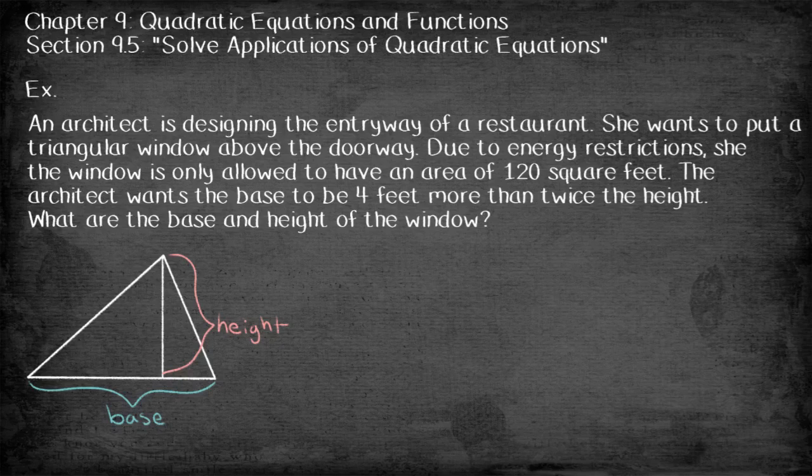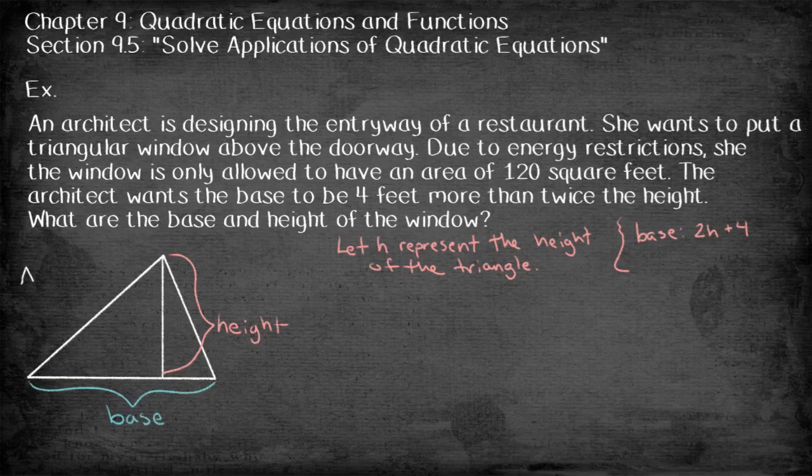All right, well, I'm going to need to name one of those. So let's let h represent the height of the triangle. Again, I could name the base another letter like B, but I already know that the base is defined in terms of the height, because it has to be 4 feet more than twice the height. So the base is going to be represented by the quantity 2 times the height plus another 4 feet.